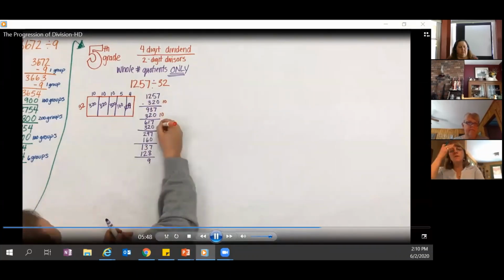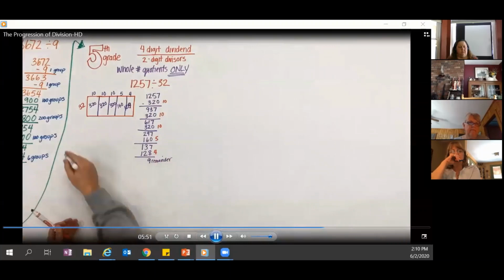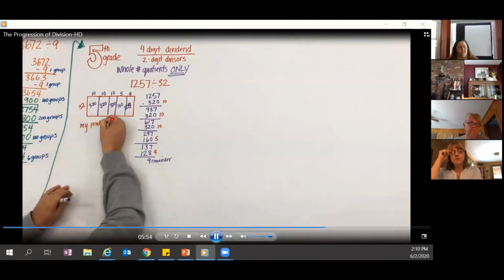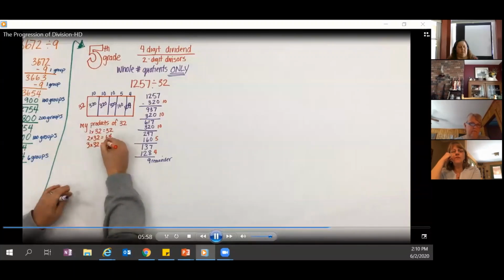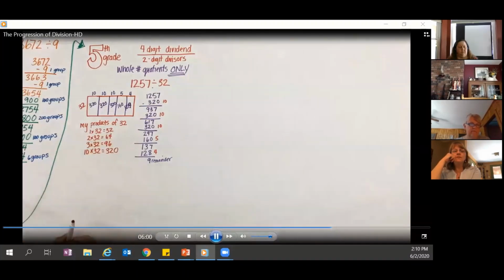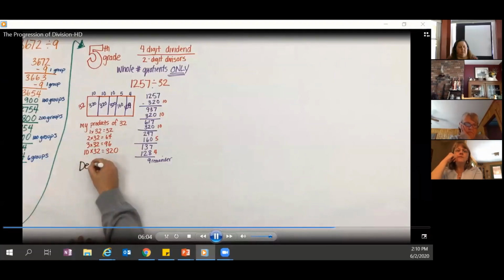And we write our partial quotients off to the side. Just helps us keep track. So students might not know all their multiplication facts, but they do know three or four. So here's their products of 32. Every student will know these. Let them start there.